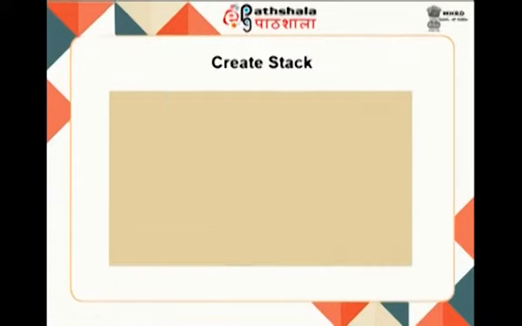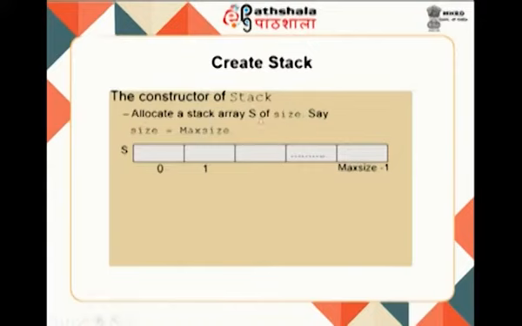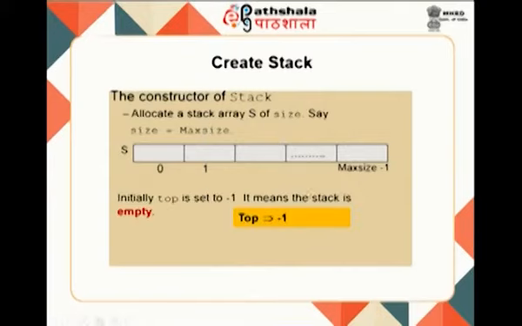Now, let us first create a stack. So, in the constructor of stack, you have to allocate a stack array S of size, whatever size you want, say size is equal to max size. So, that is the first thing you will do, you will just allocate a stack array of size max size. Okay. So, that is the first thing you do, it is just an array allocation. Then initially you have to set top equal to -1. This particular implementation uses that way. So, -1 because the stack's first element itself comes at 0. So, that is why you are setting it equal to -1. This is the initialization, and it means that the stack is empty.